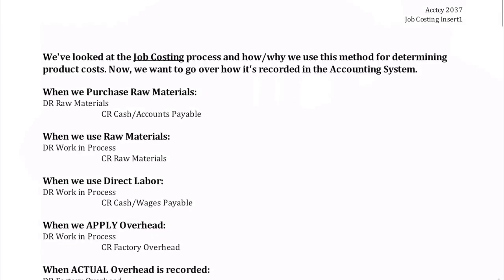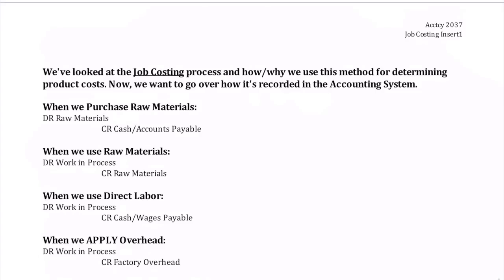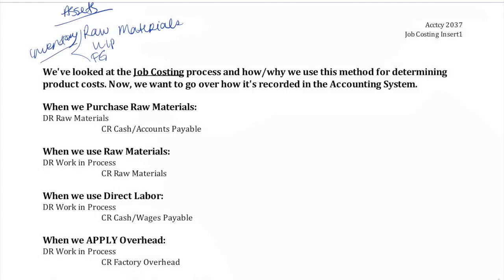So before I start talking about that, I will just say that at the end of the reporting period, on your balance sheet, you're going to have assets and you're going to have cash and accounts receivable and all of that. But you're going to have a raw materials account. You're going to have a work in process account, and you're going to have a finished goods account. Those are all inventory accounts. We're just keeping track of inventory in different stages, okay?